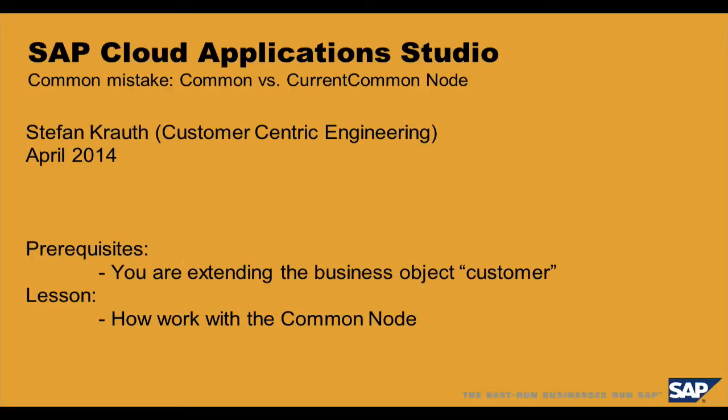It's a common mistake and wrong understanding of the common and the current common node, which is available and extensible on all the business objects that are projections from the business partner, and the most used ones here are the customer or the employee.